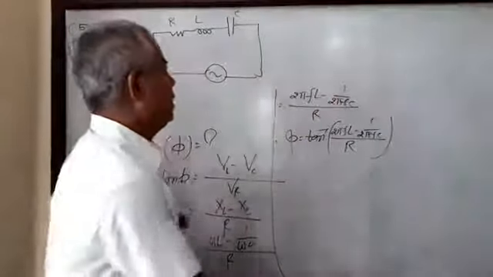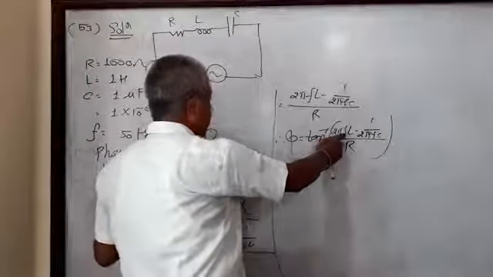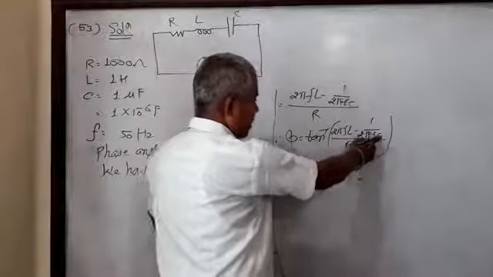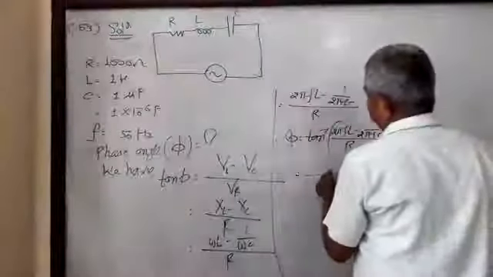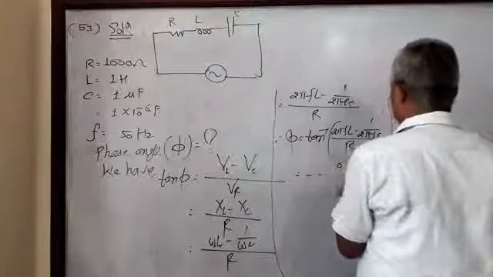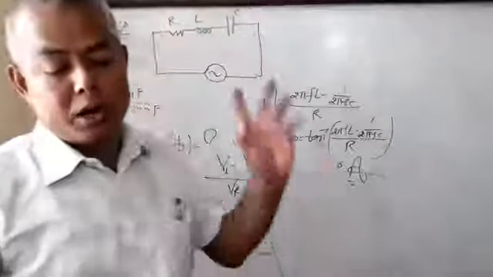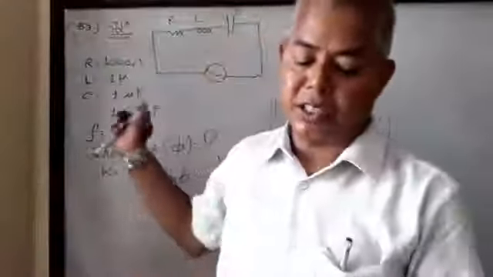Now see here, these are constants: frequency is given to us, L is also given, C is also given, R is also given. Use this and find the value of phase angle. This answer is in degrees. This is only one part asked in the question, the phase angle, that is the answer.